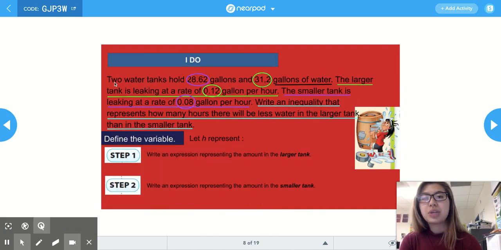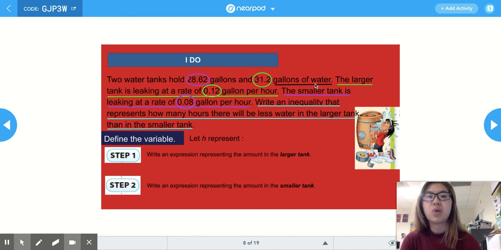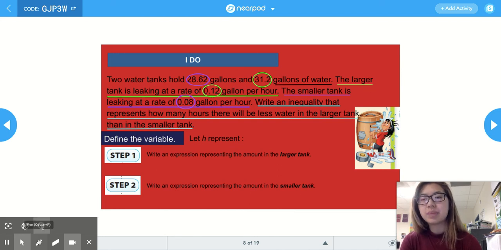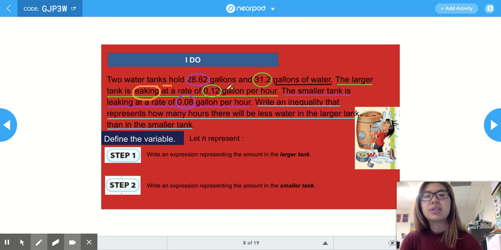This I do problem reads, two water tanks hold 28.62 gallons and 31.2 gallons of water. The larger tank is leaking, so the keyword is leaking, which means that we're going to be subtracting at a rate of 0.12 gallons per hour. So if we're using x to represent the number of hours, then 0.12 is going to be the coefficient or our slope.